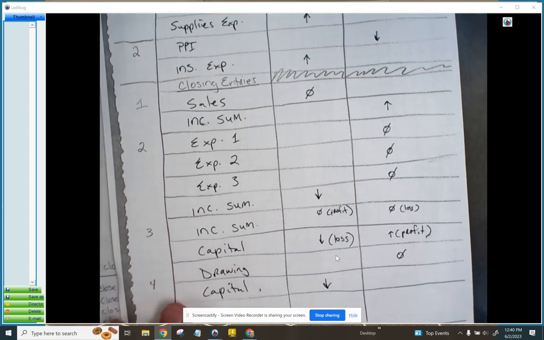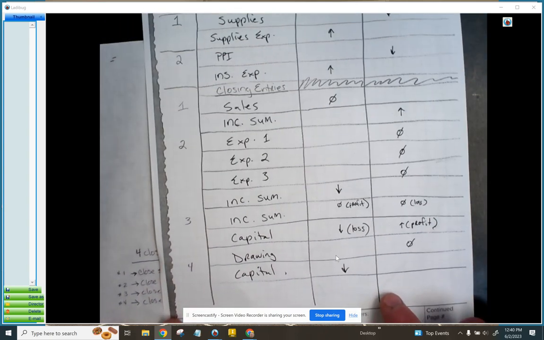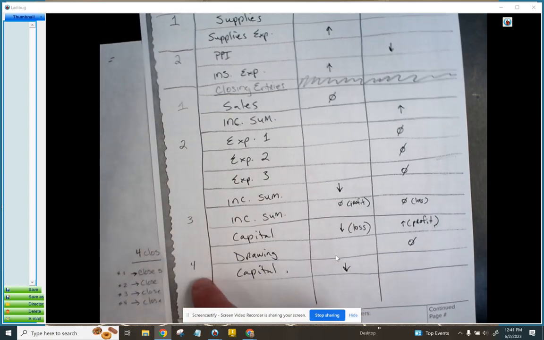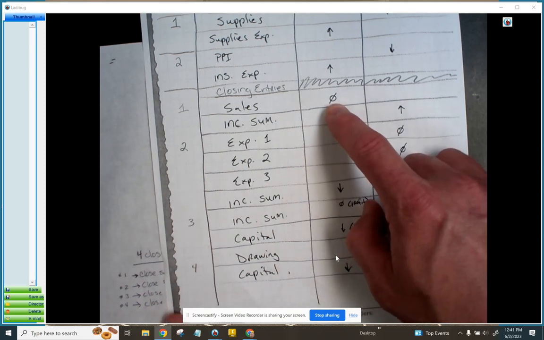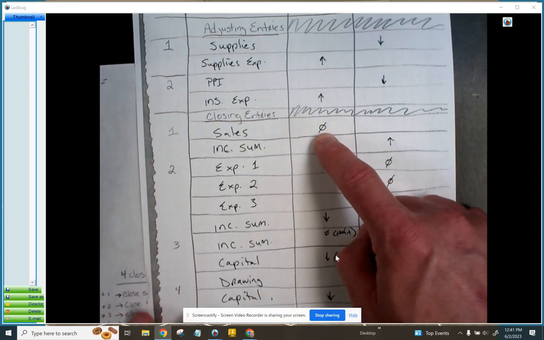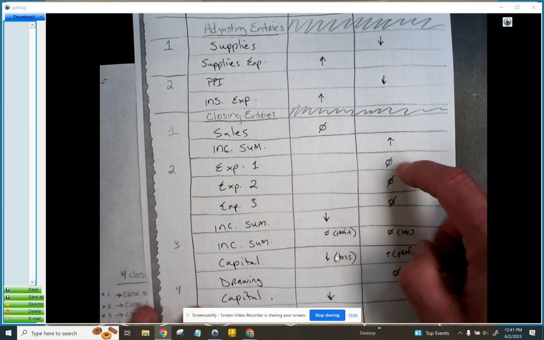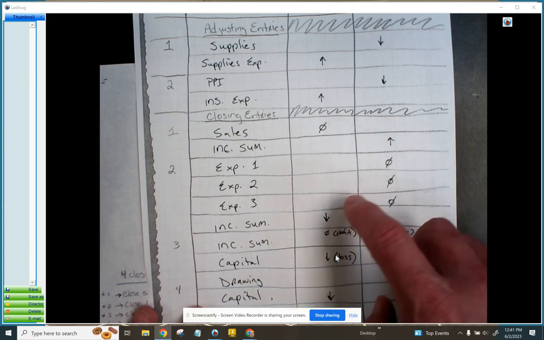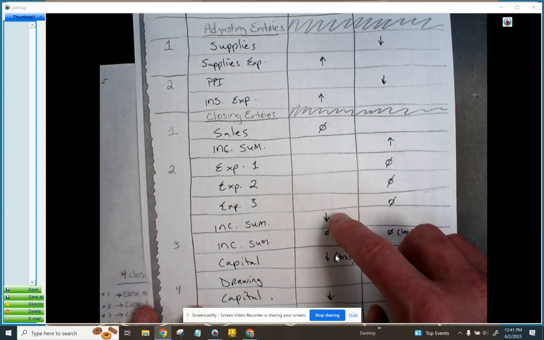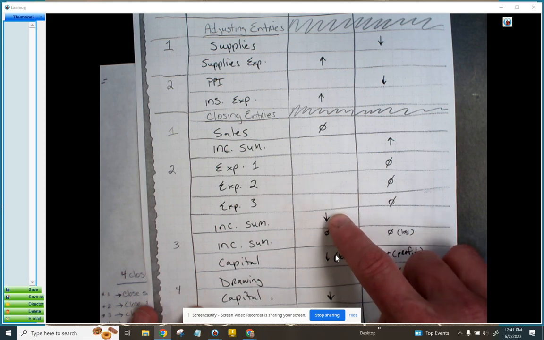Okay, let's see here. This is the closing entries, and they're listed here to the sides, 1, 2, 3, and 4. You can see that you close out sales with a debit to zero it out, and it transfers to income summary, making it go up with a credit. Your expenses all get zeroed out and closed out with credits, and they get sent as one number to income summary as a debit to make it go down.